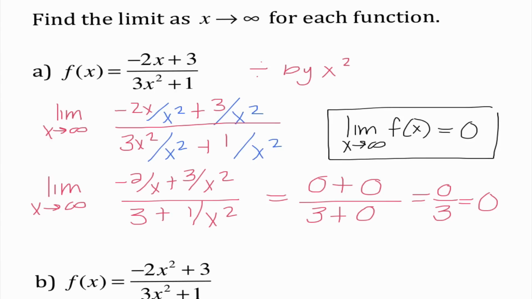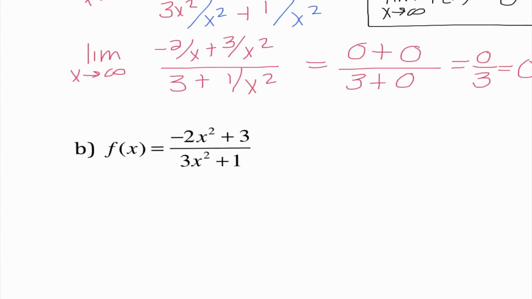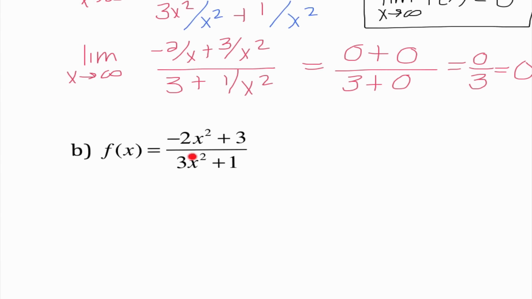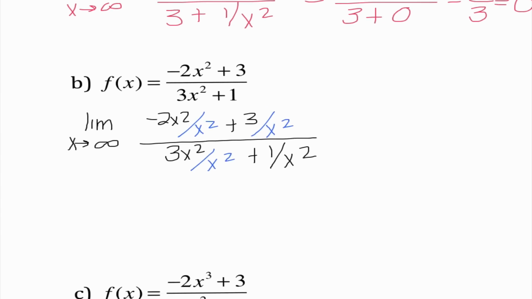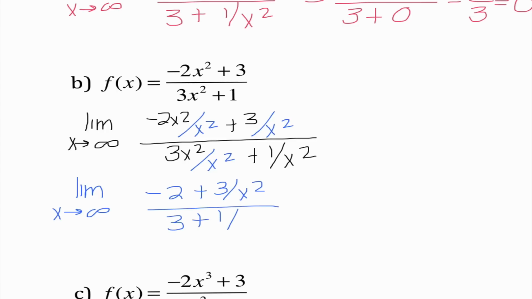Okay, so every single time here, we're doing the same thing: I'm dividing by the highest power term in our denominator. If we look at part B, this time the highest power term in my denominator is x squared. So I'm going to have the limit as x approaches infinity of negative 2x squared over x squared plus 3 over x squared, over 3x squared over x squared plus 1 over x squared. I'm going to simplify this and say the limit as x approaches infinity of negative 2 plus 3 over x squared, over 3 plus 1 over x squared.